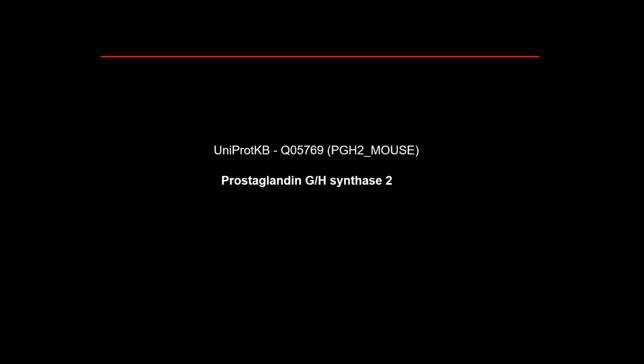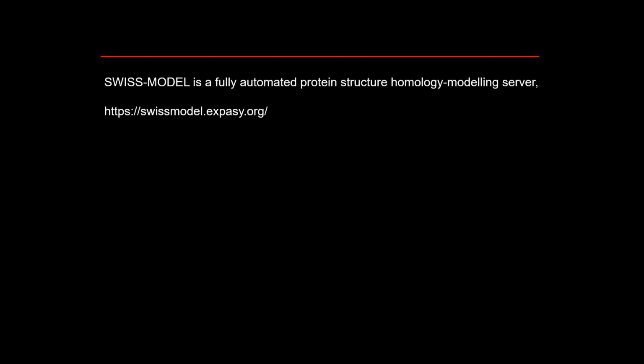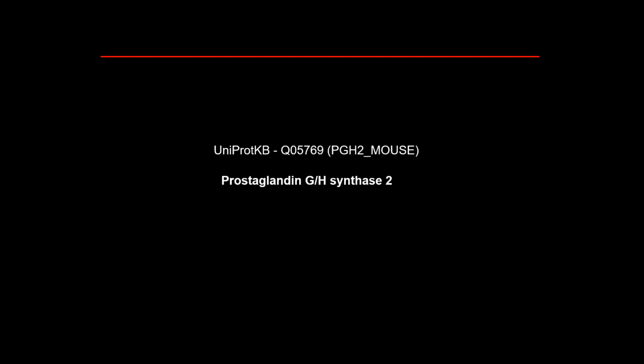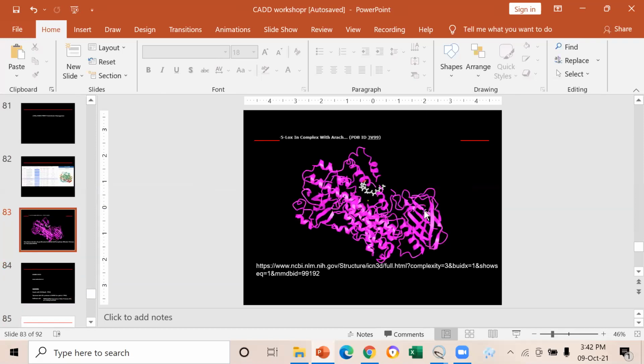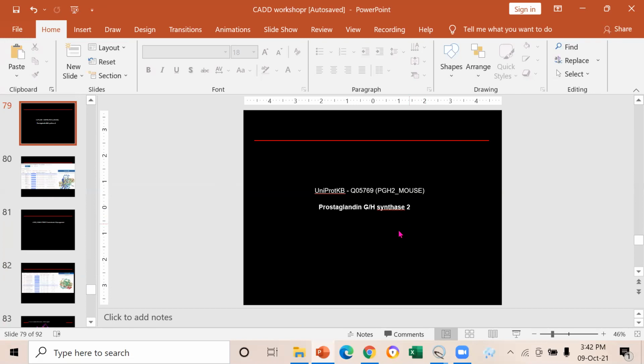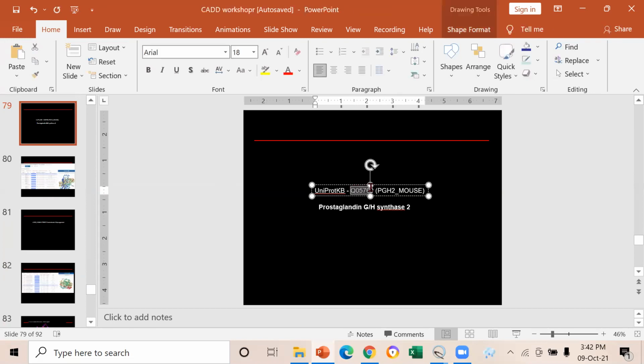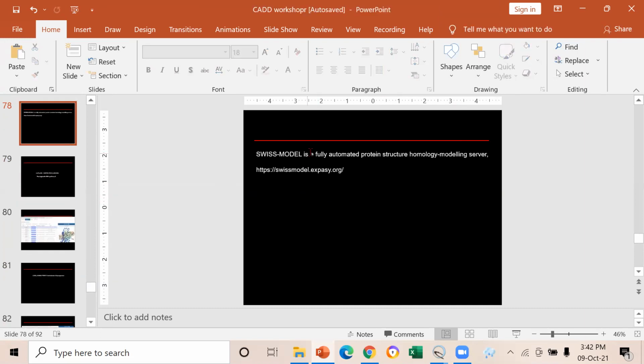Okay, we are going to use something called Swiss Model, which is going to do the homology modeling, because as I said, homology is the first step. For example, we will take this sequence and use the Swiss Model for the homology.